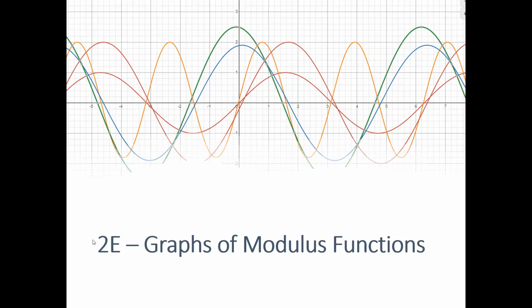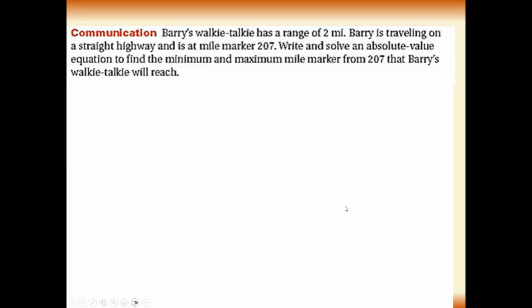In this video, we'll look at the real-life application of the modulus function, and then we'll look at how the modulus function changes the shape of the graphs. Okay, so for the first example, Barry's walkie-talkie has a range of 2 miles. Barry is traveling on a straight highway, and it is at mile marker 207. Write and solve an absolute value equation to find the minimum and maximum mile markers for which Barry's walkie-talkie will reach.